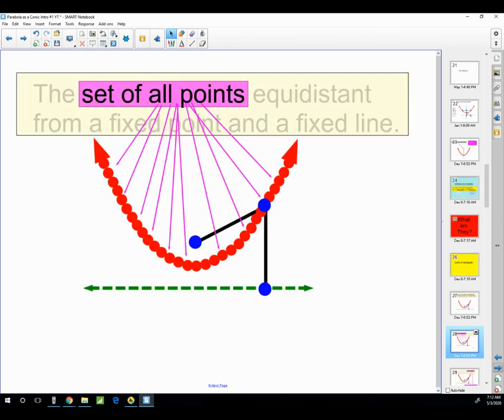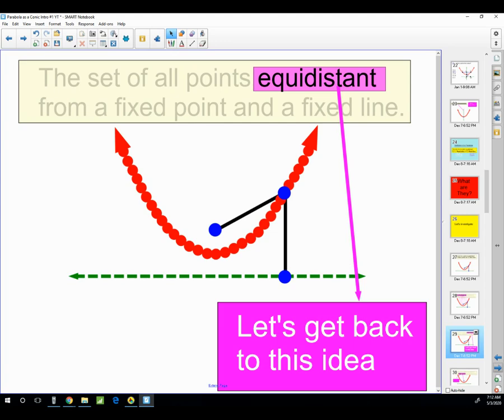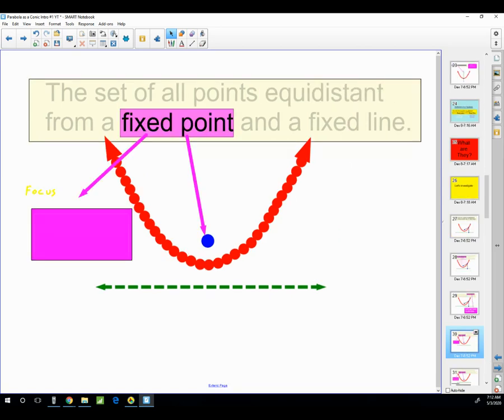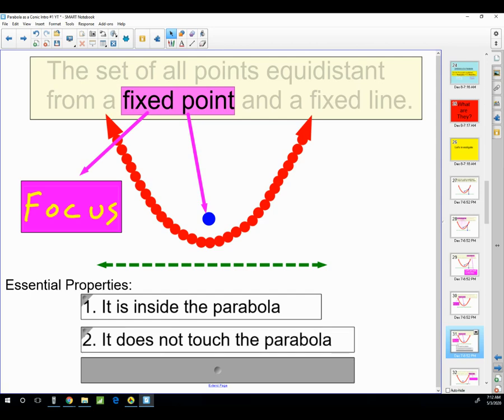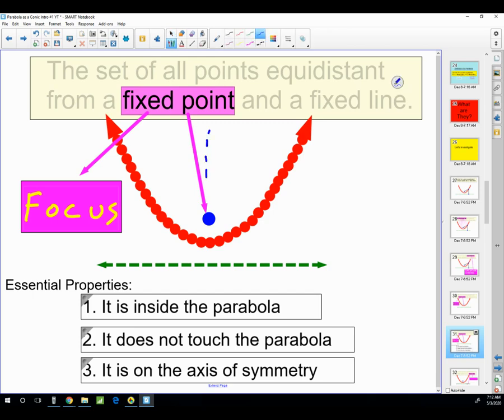The set of all points refers to the actual parabola, all those red dots. Equidistant. We're going to come back to that idea in another computer program in just a minute. The fixed point is called a focus. You got to focus on the focus. And there's some essential properties of the focus. It is inside the parabola. It does not touch the parabola. And it is on the axis of symmetry. I'll just draw that in. It is on the axis of symmetry.